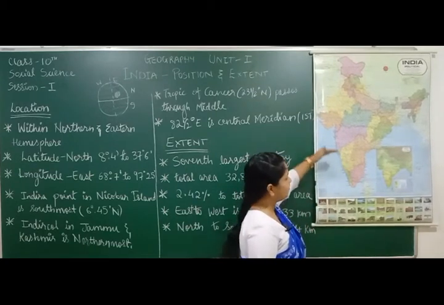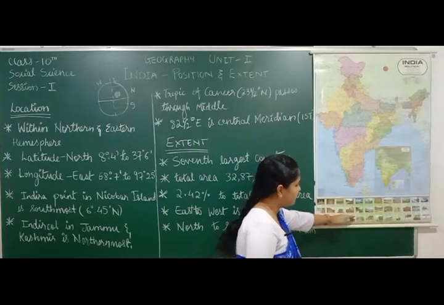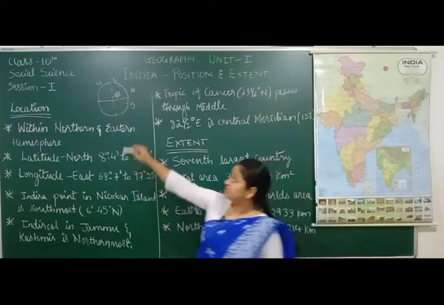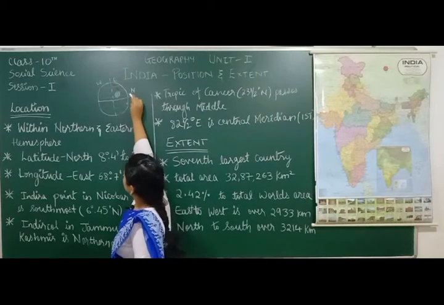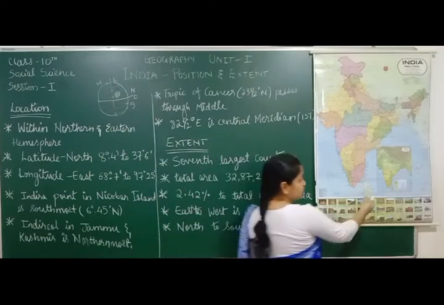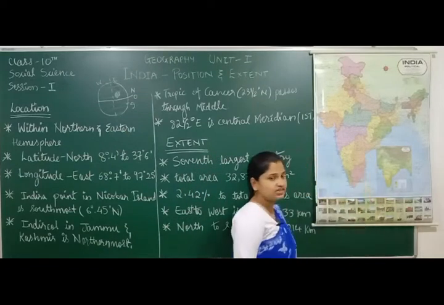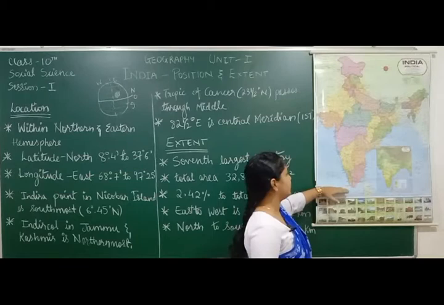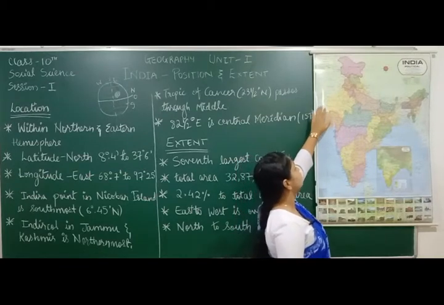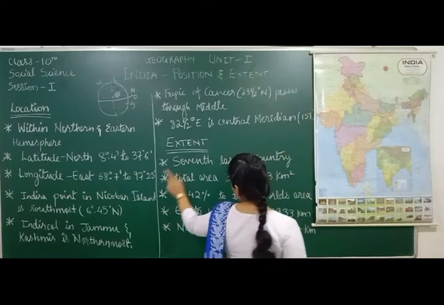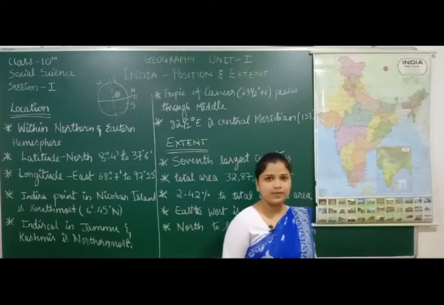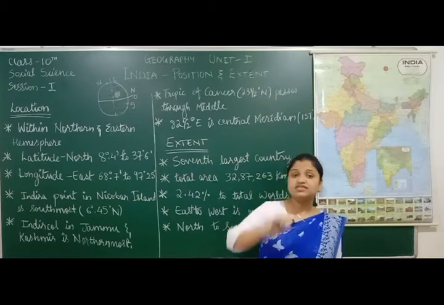Also, as you go above, the dividing line will be somewhere down here. That dividing line will be 0. From 0, as we go above, the number will go on increasing. So as we come here first, it will be 8, then 12, 16, 20, 24, 28, and so on up to 37 degrees and 6 minutes. So that is the latitudinal extent of India.